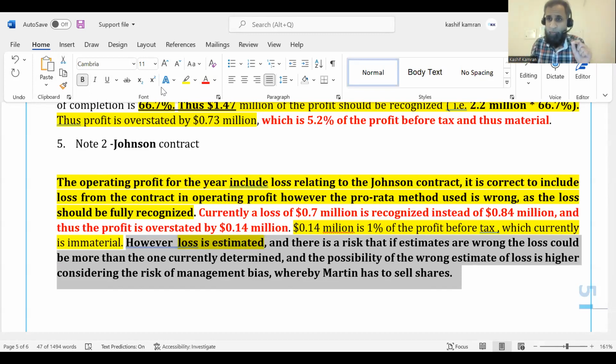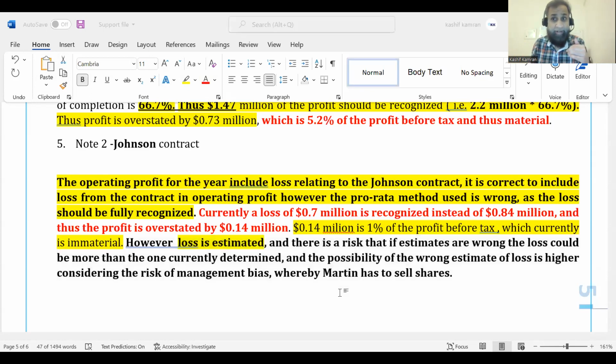So currently 0.14 is immaterial. Everyone agrees. But can it become material if the estimate is wrong? Can it become material if it is proven that the estimate is wrong?